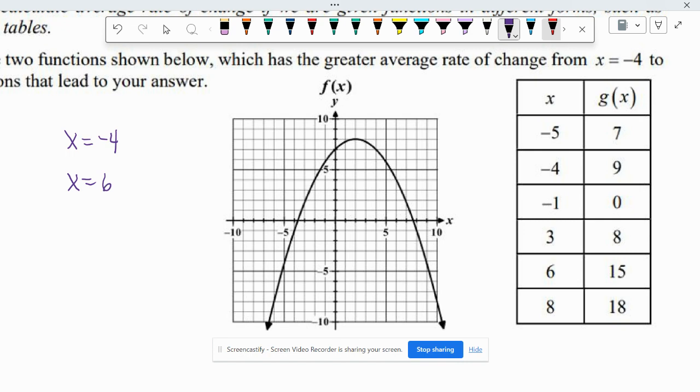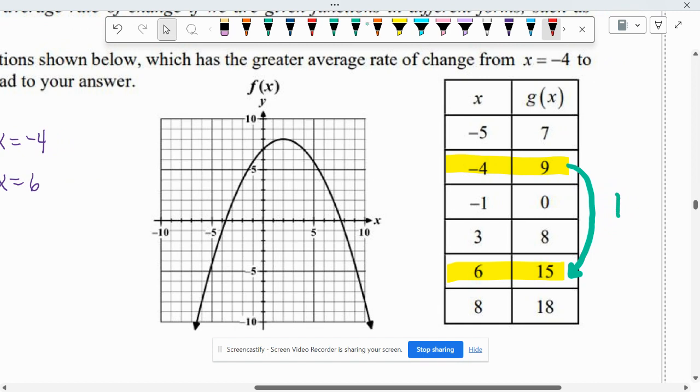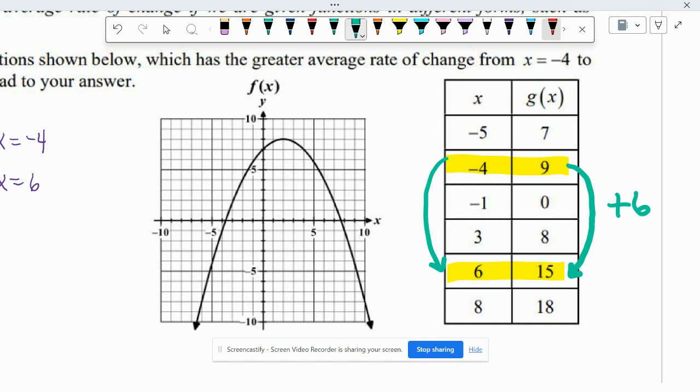So let's do the table first, because that's already set up for us. So when x is -4, my output is what? And when x is 6, my output is what? Let's find the change in y. What is my change in y? +6. What is my change in x? +10. Yeah, -4 + 4 gives me 0. 0 + 6 more, so this is 10.